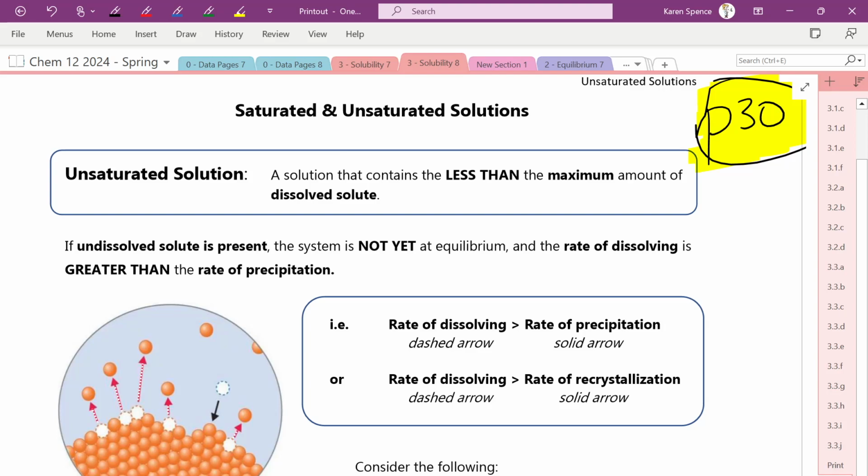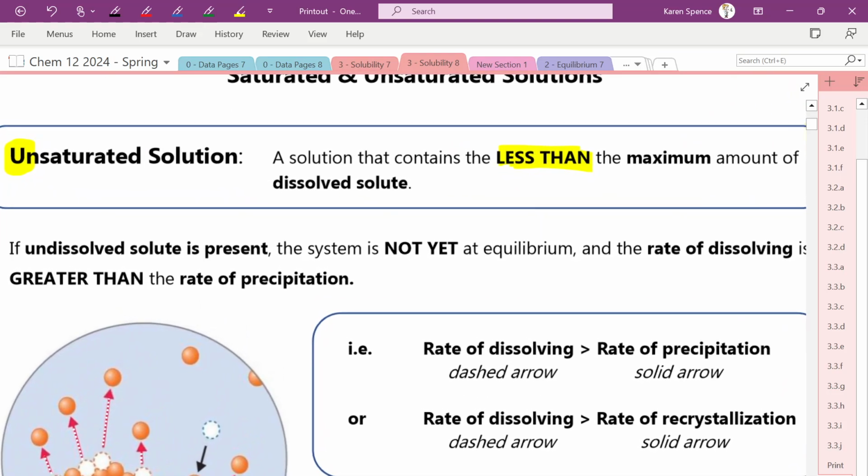Okay, folks, we are on page 30 and we're starting right away so that we can get done by the end of class and get out of here for your lovely long weekend coming up. So we're talking today about saturated and unsaturated solutions. Have you heard of them before? Yes, very good. So hopefully you know that an unsaturated solution contains less than the maximum amount of dissolved solutes.